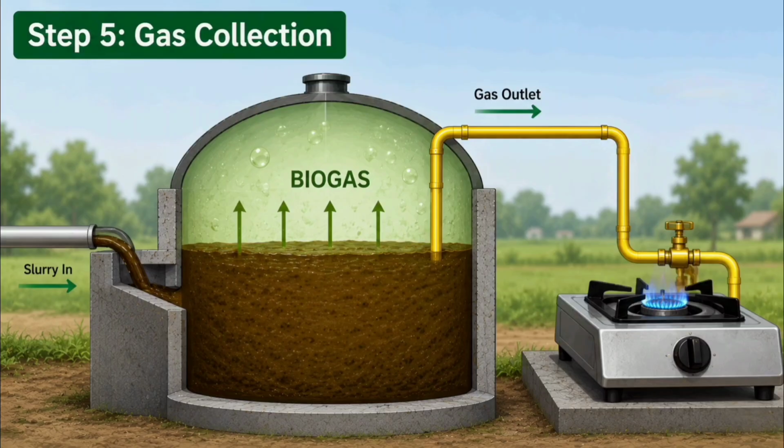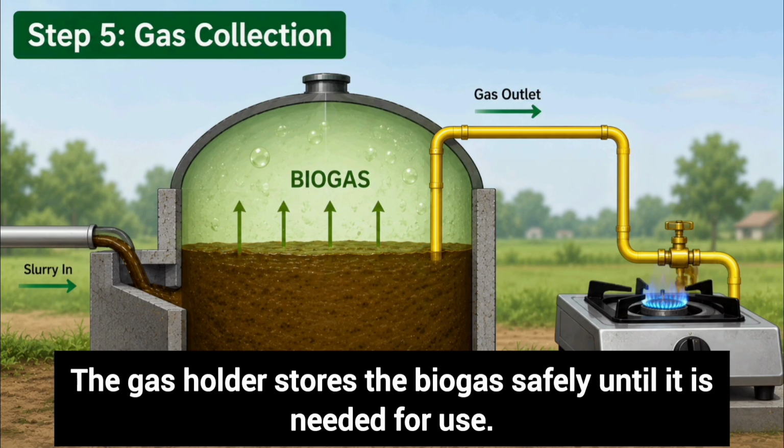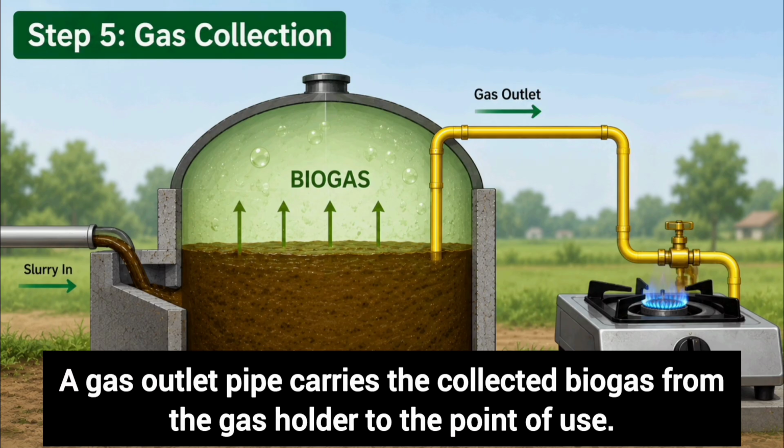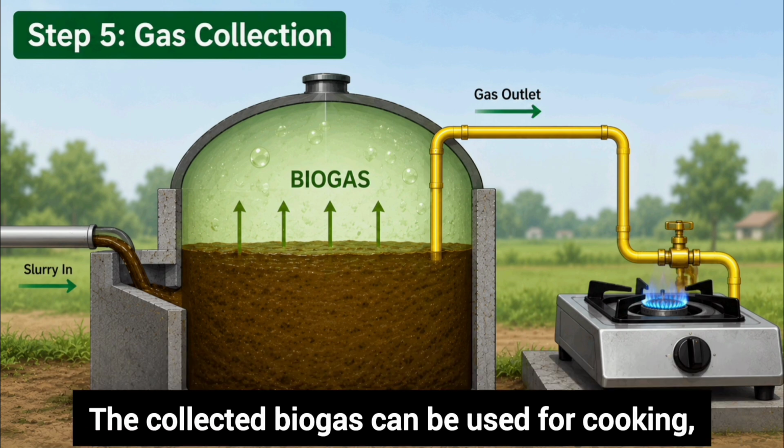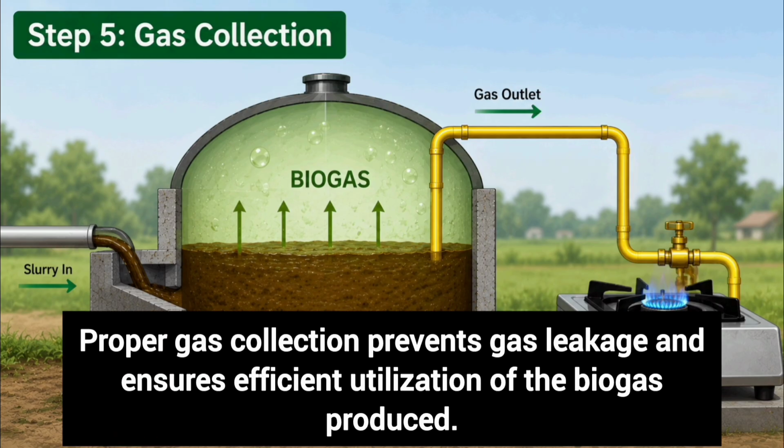Step 5, gas collection. The biogas produced during anaerobic digestion rises and accumulates in the gas holder or dome. The gas holder stores the biogas safely until it is needed for use. A gas outlet pipe carries the collected biogas from the gas holder to the point of use. The collected biogas can be used for cooking, heating, lighting, or electricity generation. Proper gas collection prevents gas leakage and ensures efficient utilization of the biogas produced.